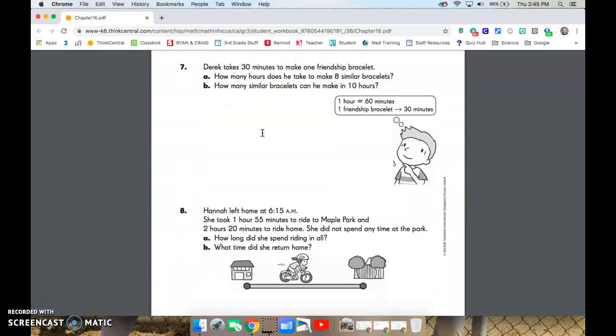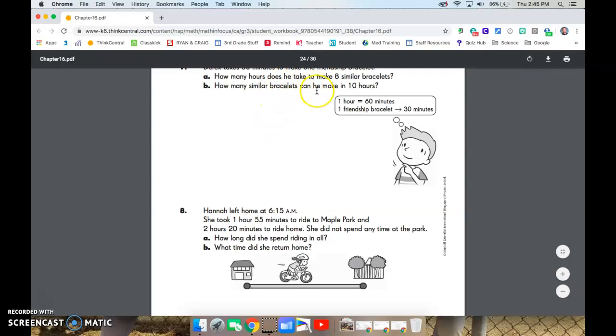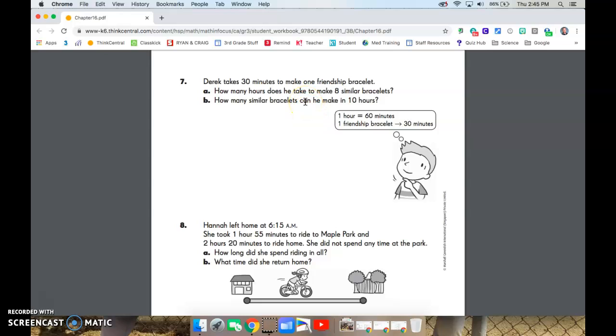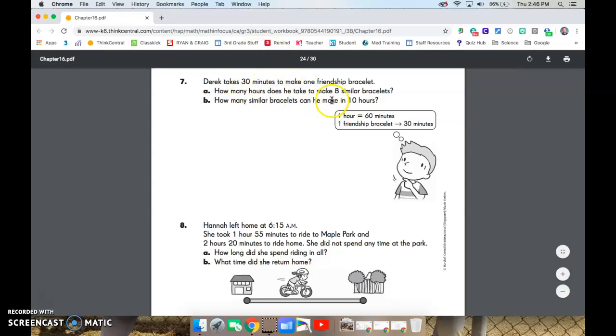Number 7. Derek takes 30 minutes to make 1 friendship bracelet. How many hours does he take to make 8 similar bracelets? So that's A, and then B is how many similar bracelets can he make in 10 hours. So Derek takes 30 minutes to make one bracelet. How many hours does he take to make 8 bracelets?